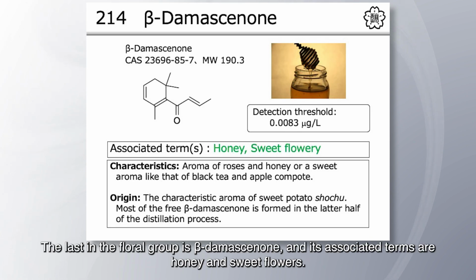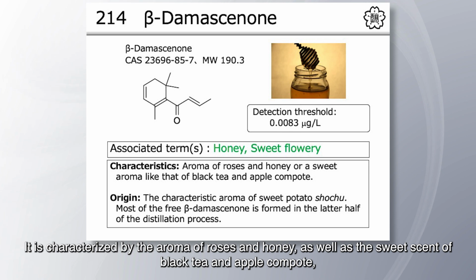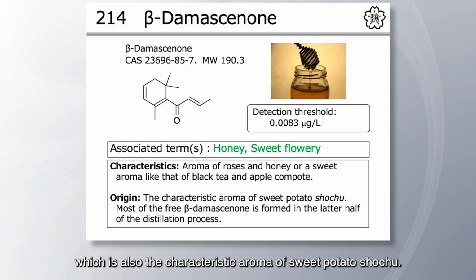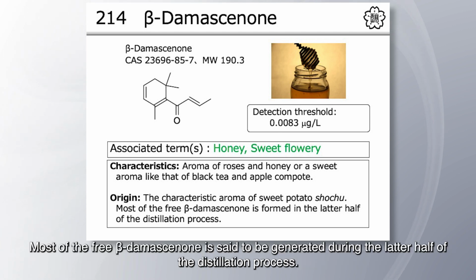The last in the floral group is beta-damascenone, and its associated terms are honey and sweet flowers. It is categorized by the aroma of roses and honey, as well as the sweet scent of black tea and apple compote, which is also the characteristic aroma of sweet potato shochu. Most of the free beta-damascenone is said to be generated during the latter half of the distillation process.